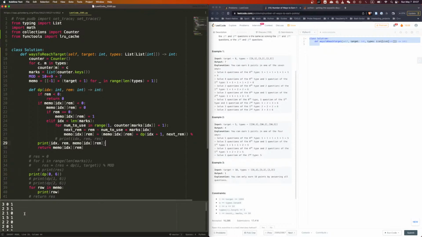Right, so we start with 0, 6. Okay, 0, 6. And then we do 1, 5. Right, 1, 5. Take 1. 1, 5 should be 1. 1, 5 is 1, that's correct. Then we have 2, 4. Right, we take 2. 2, 4 shall be 1.